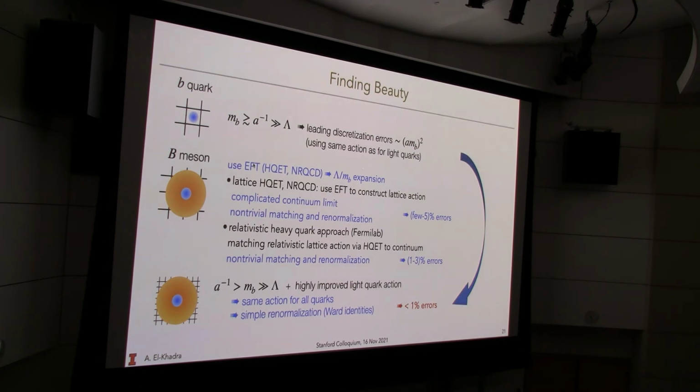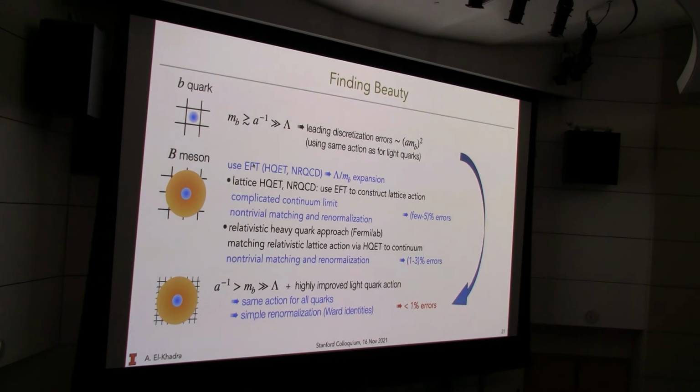Basically, the actions and discretizations are really complicated enough, and there are too many terms to just do this in an easy, non-perturbative way, and perturbation theory also becomes hard. Okay, another approach was developed at Fermilab, so I was part of that, where we start with a relativistic action like the Wilson action, and then match that action via heavy quark effective theory to the continuum. So this has a well-defined continuum limit, but still the problem of non-trivial matching and renormalization.